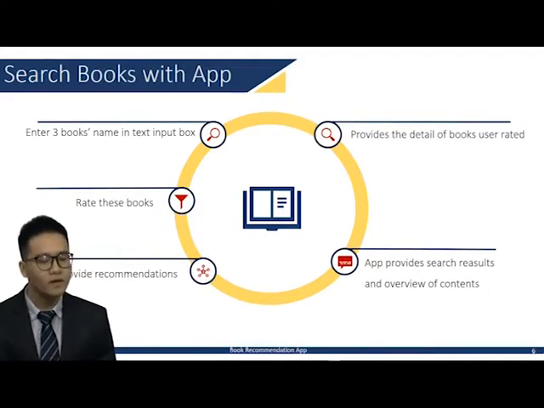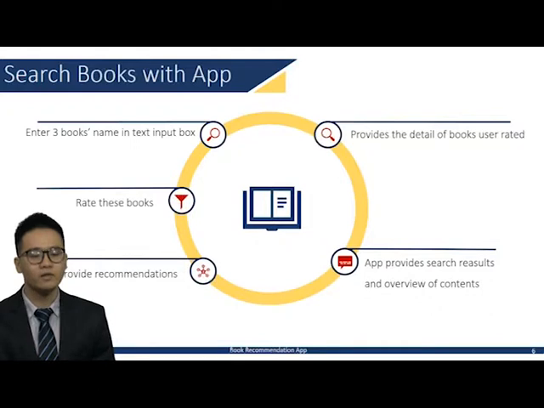This is the basic flow of our app. First, the user enters 3 book names in the text input box and then rates the corresponding books from 1 to 5 within the drop-down box. After that, they push an action button and the app gives recommendations of the top 3 books after our algorithm runs on our database. Our app also provides the details of the books the user has rated, so the user can make sure they have rated the exact books they have read.